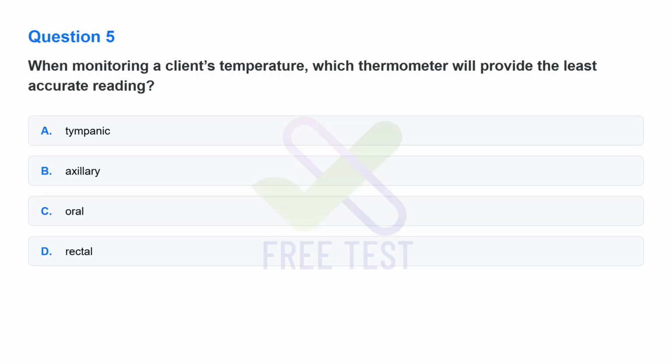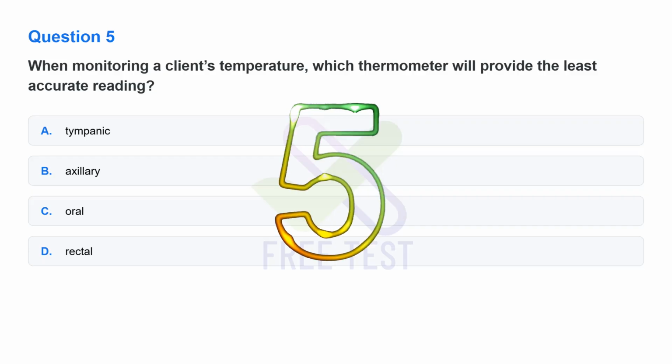When monitoring a client's temperature, which thermometer will provide the least accurate reading? A. Tympanic. B. Axillary. C. Oral. D. Rectal.